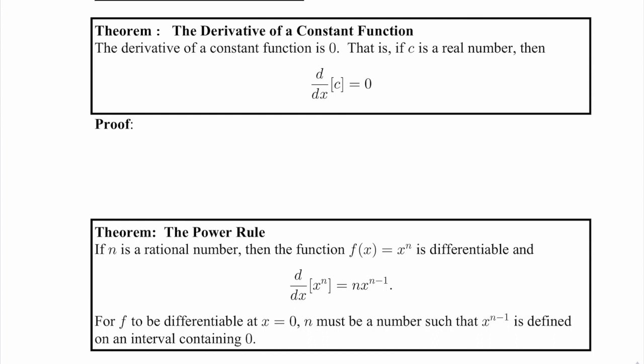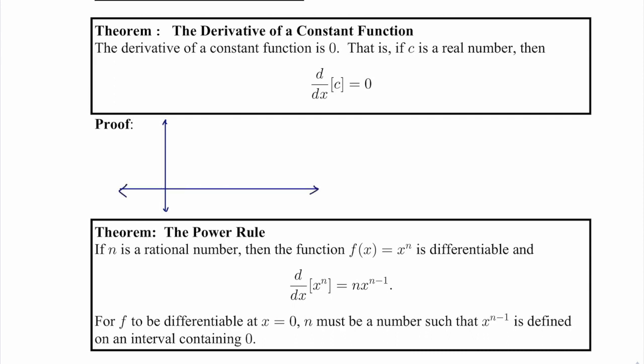So the first theorem says the derivative of a constant function is 0. And so if we've got a function that's just a horizontal line, then its derivative is going to be 0. And for a proof, let's just do a picture first, and then we can go through the limit definition.